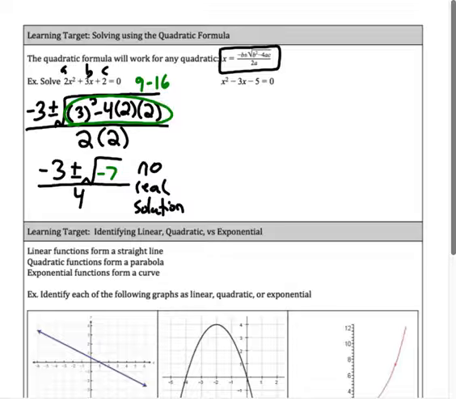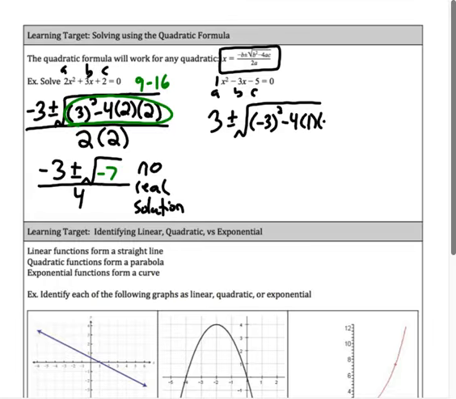So here, A is 1, B is negative 3, C is negative 5. So this time negative B, well, since it's already negative, that becomes a positive 3 plus or minus B squared minus 4 times A times C all over 2 times A.